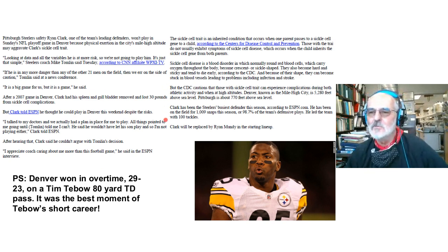That has nothing to do necessarily with what we're talking about, but here's a situation where somebody with sickle cell trait couldn't play in a game for reasons involving the high altitude conditions in Denver, and it had big consequences in that particular game.